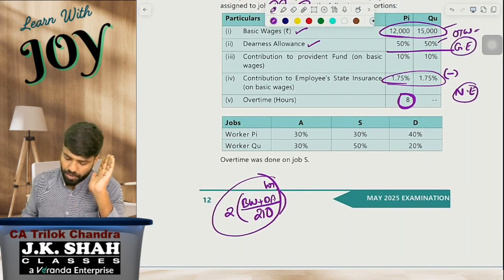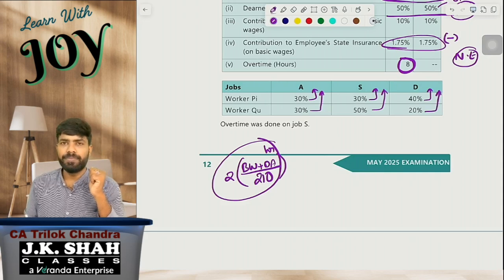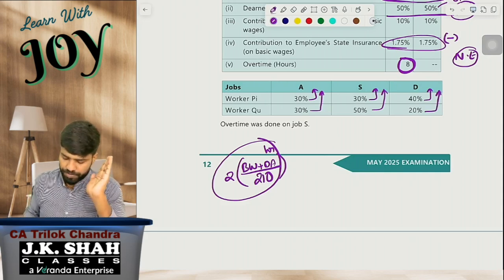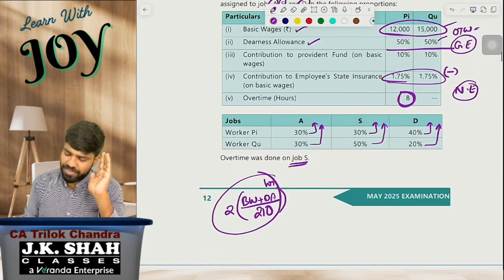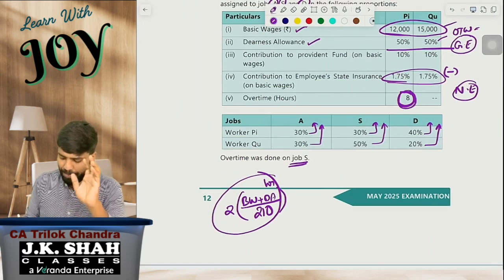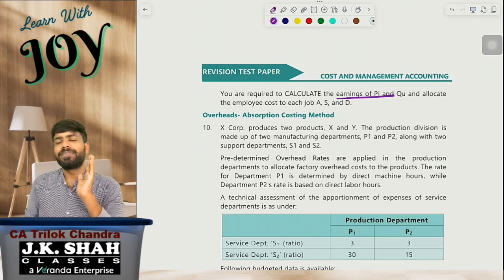Next. Now, job A, S, D. P is contributing 30% towards job A, 30% towards job S, 40% towards job D. Q is contributing 30% towards A, 50% towards S, 20% towards D. Clear? Now, overtime was done on job S. See, this 8 hours worked by P has been for the job S.